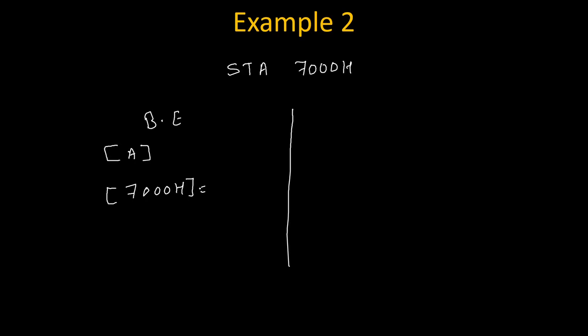Let's take one more example to understand it clearly. Suppose the instruction is STA 7000H. So 7000H is the memory location. Before execution, we should check the content of the accumulator as well as the content of the 7000H memory location. Suppose the content of 7000H is 22H and the content of the accumulator is 11H. After execution, the content of the accumulator will get copied to this memory location. So the content of the 7000H memory location will change and become 11H, whereas the content of the accumulator will remain 11H.